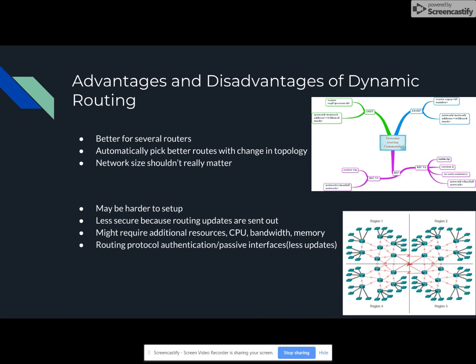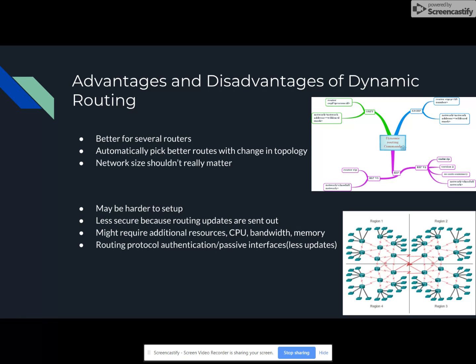And the network size shouldn't really matter because it's big enough that people can just change the pathways of the router. The downfall of this is that it might be harder to set up initially because there are so many routers to configure, but when it's actually all set up, it's a lot easier to configure all of the routers since it's just one big network and not just a bunch of little pathways connected, and the routes can keep changing.